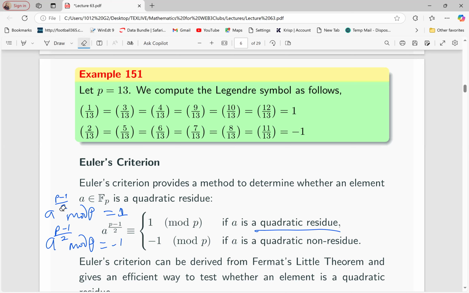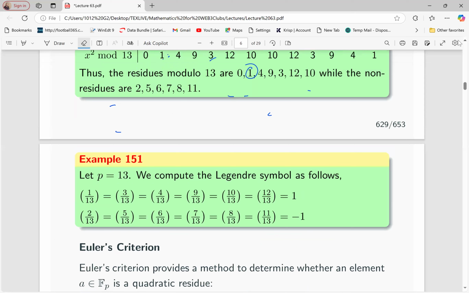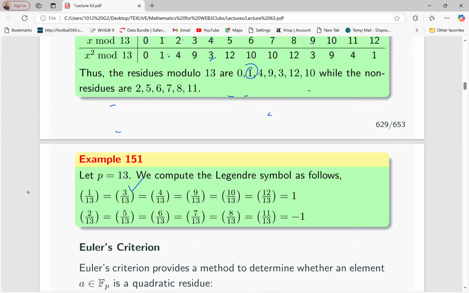Let me take one example from the one we've just done. Let's use this formula to show that 3 is a quadratic residue here. So what does Euler's criterion say? You take 3, then raise it to P minus 1. P is 13, minus 1 will be 12, then divided by 2, this will be 6. Then you do it mod 13. If you get 1, then it means that 3 is a quadratic residue. Let's see what we get.